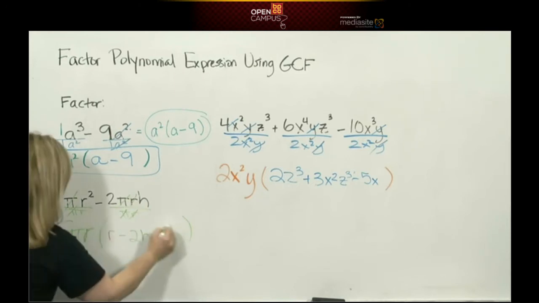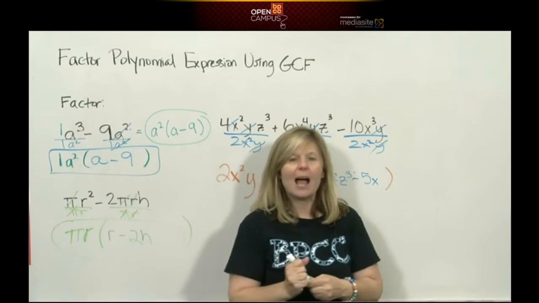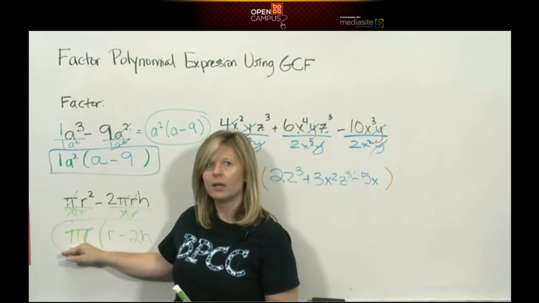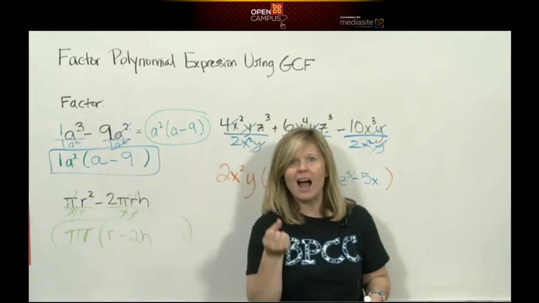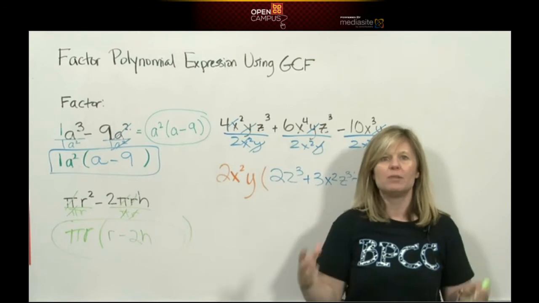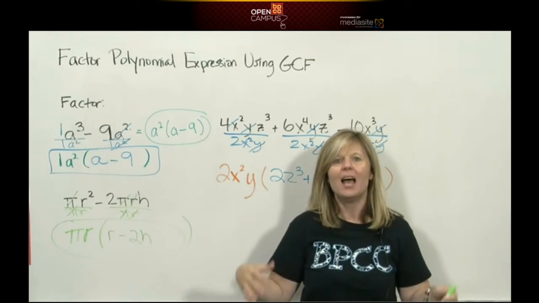And this is your factored form. So your factored form in algebra always shows the GCF in front and what's left over when you divide it out in the parentheses. And that's factoring because you now have rewritten every expression as multiplication.